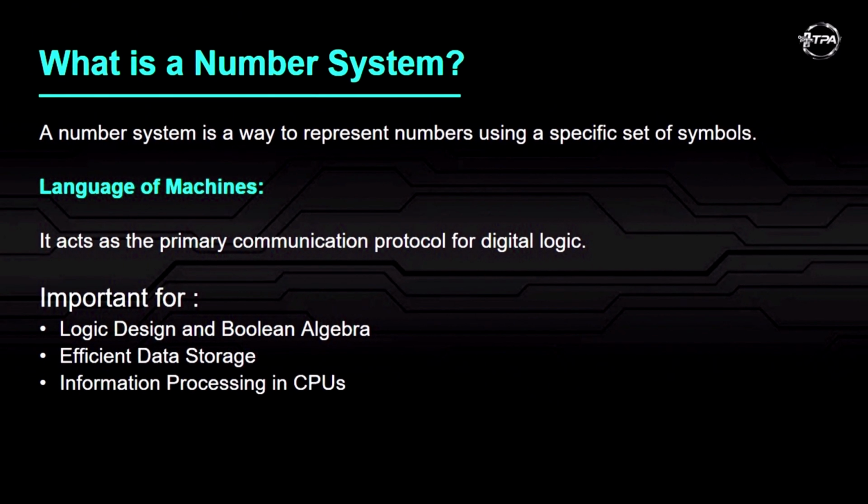What is a number system? A number system is a method used to represent numbers using a specific group of symbols. For example, in daily life we use digits from 0 to 9 for counting. In digital electronics, number systems are very important because computers understand numbers only in digital form. They help in logic design, data storage, and information processing inside the CPU. Simply we can say, number systems are the language used by machines to communicate.